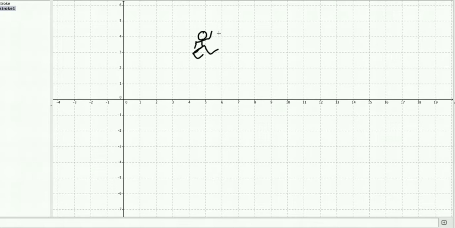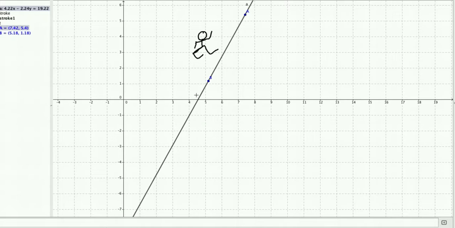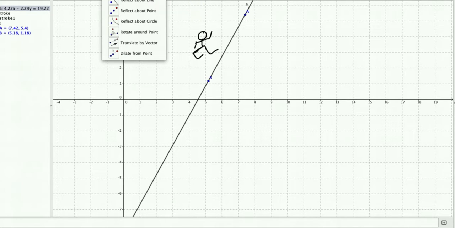So I want to reflect that figure over a line. Let me draw my line over this one. This line right here becomes my line of reflection. This is basically your geomirror. If I am going to reflect this figure over this line of reflection, look what happens. It is just flipping the figure over that line.